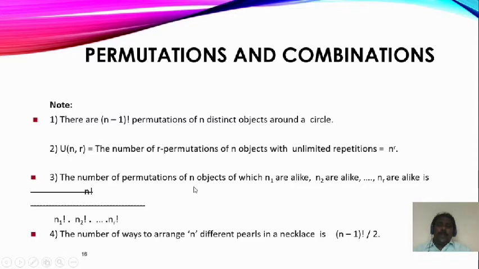Next, the number of permutations of n objects in which n1 are alike, n2 are alike, and so on up to nr alike, is n factorial by n1 factorial into n2 factorial and so on up to nr factorial. So this is the formula for alike objects. Next, the number of ways to arrange n different pearls or beads in a necklace is (n minus 1) factorial by 2.